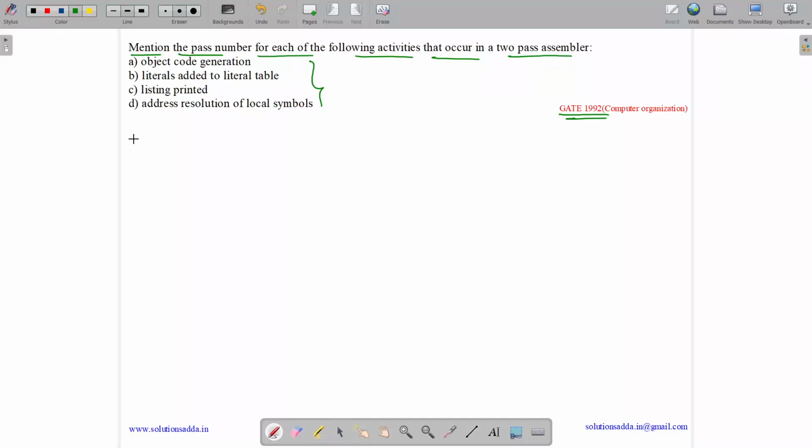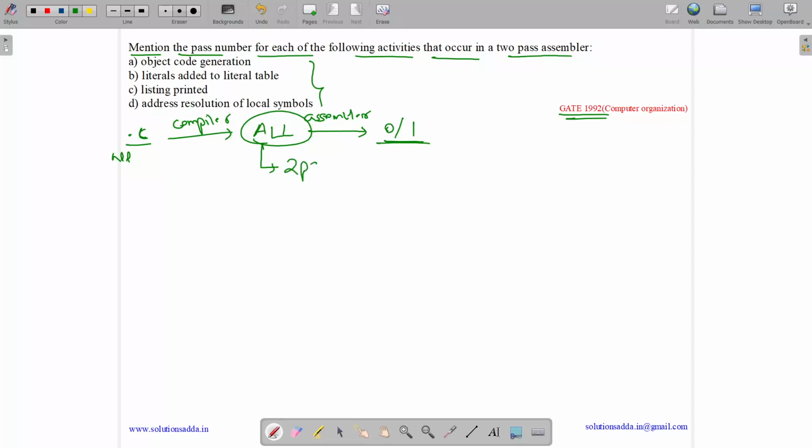So what is the step for compilation? Suppose we have a .c file, which is a high-level language file. First it is given to the compiler. The compiler converts it into assembly level language. Then it is given to the assembler. The assembler converts it into 0s and 1s, the low level language. Okay. So this assembling process is basically done in two passes.